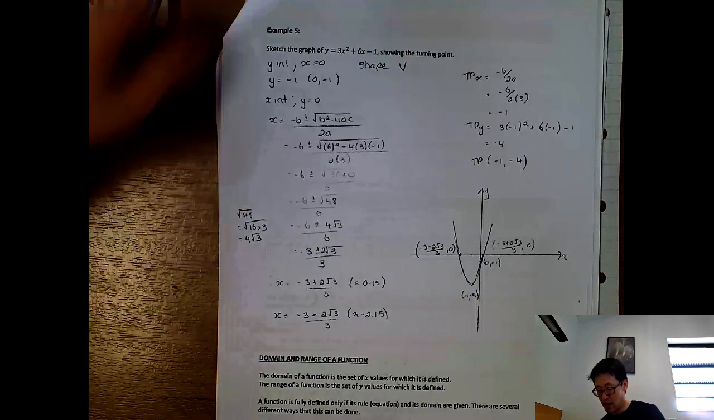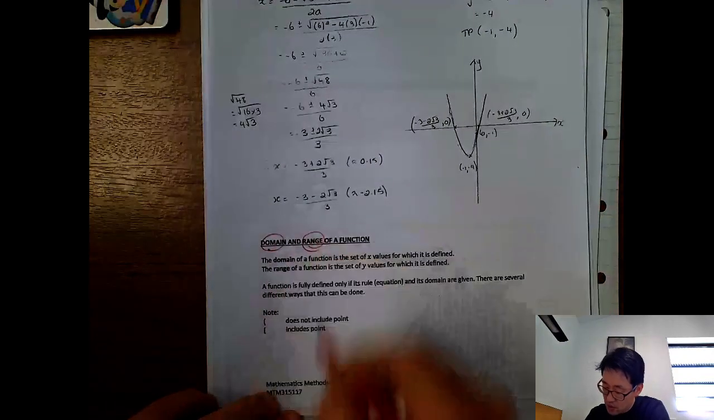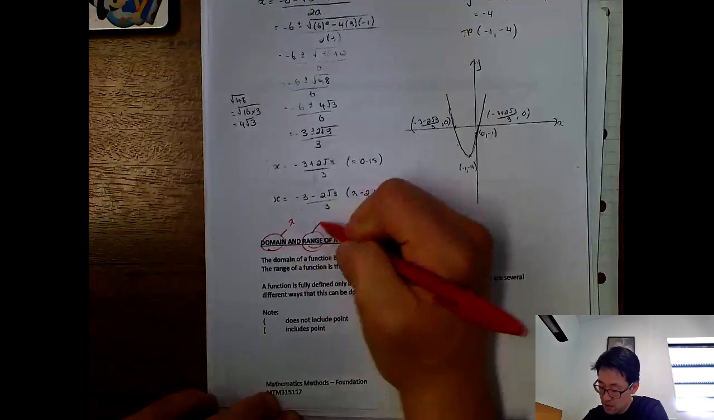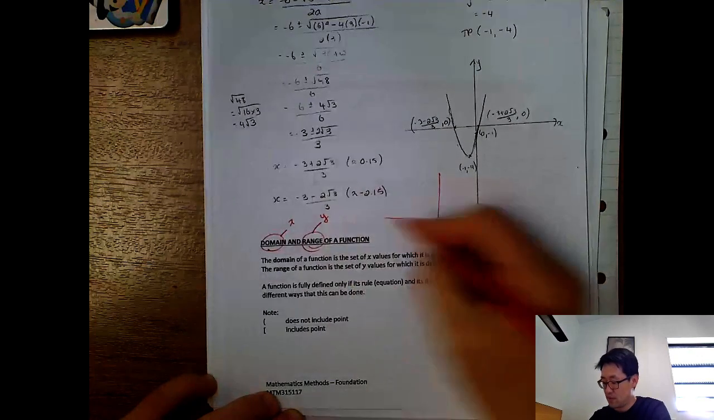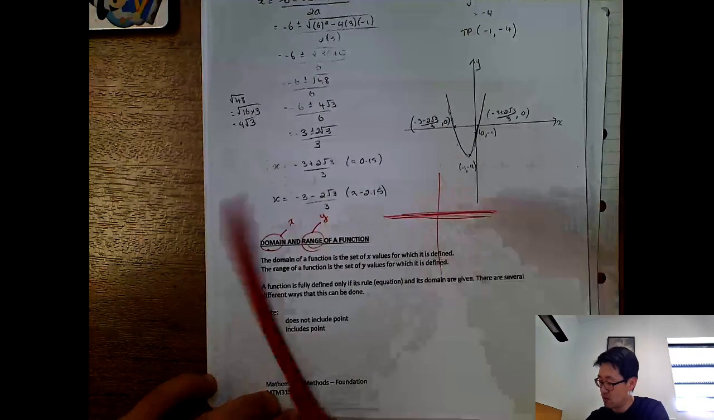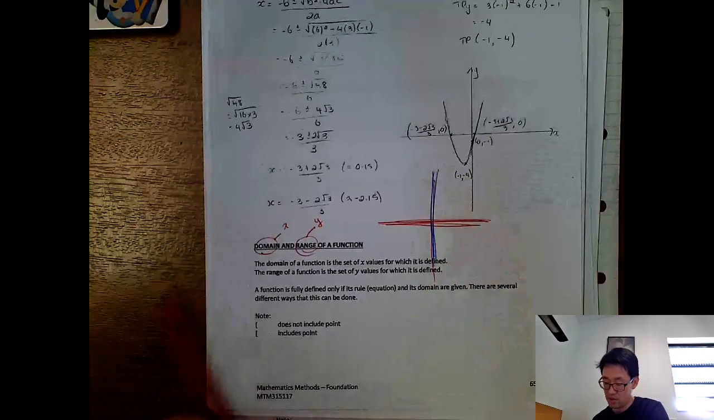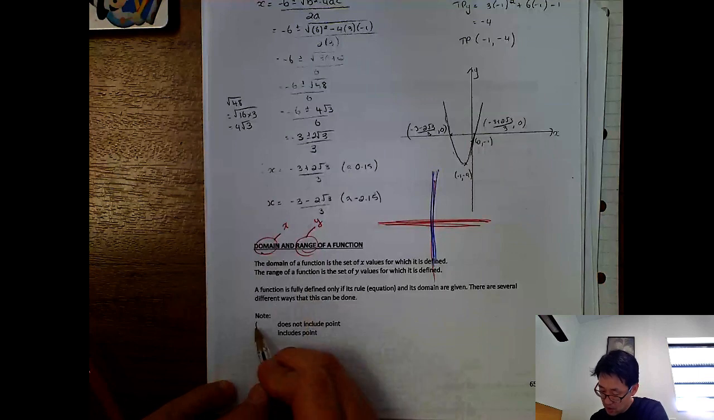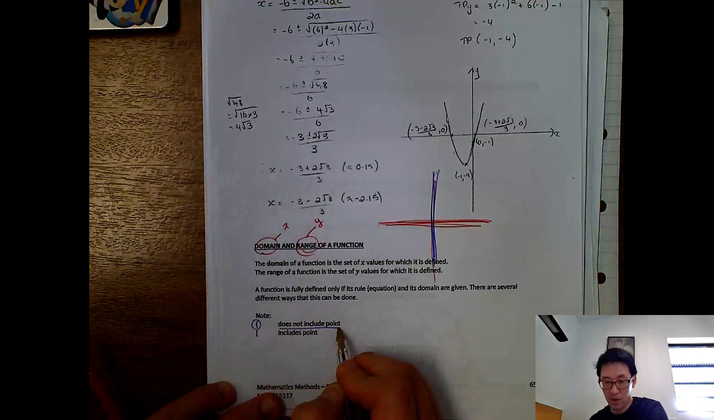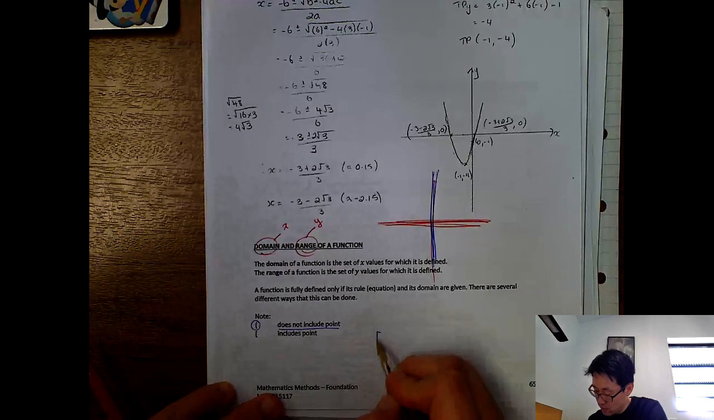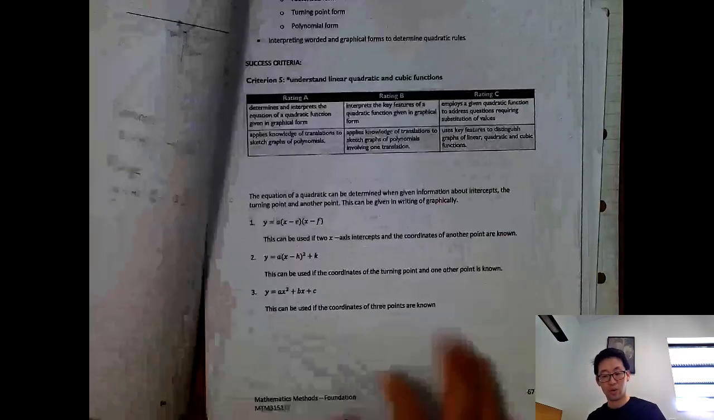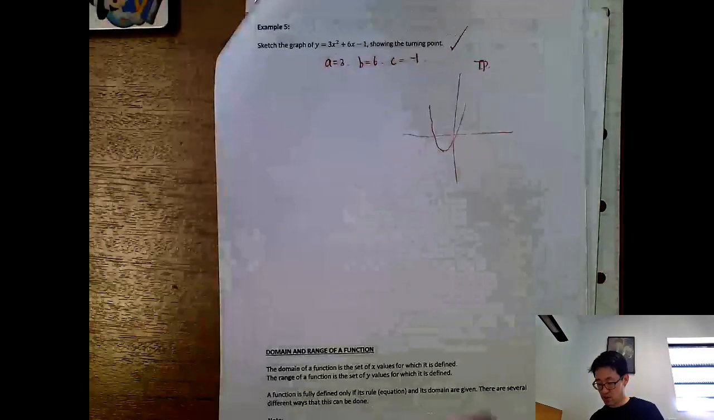All good? Okay. One more thing. Domain and range. Domain is all about what? X. Range is y. I talked about that already. Just go through. That does not include the point. We did that, wasn't it? Exclude. When we have this, include points. We did that before, so I'll move on. Next question.